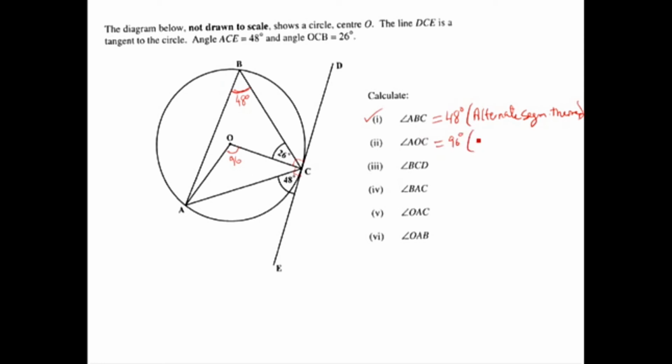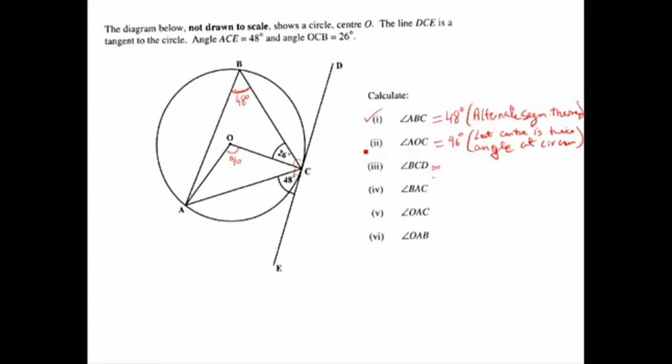What's the reason? Angle at center is twice angle at circumference. Forgive me on my writing, and the instrument is kind of slippery. So angle AOC is twice the angle ABC. Angle at center, twice angle at circumference.